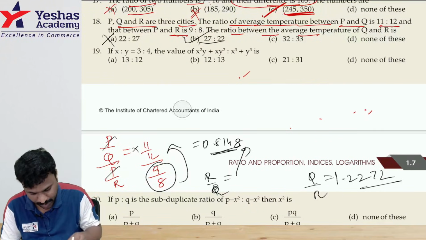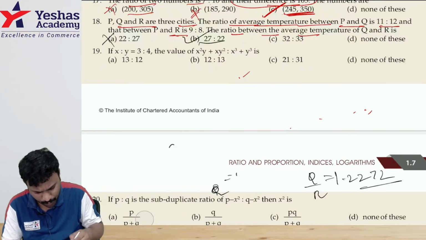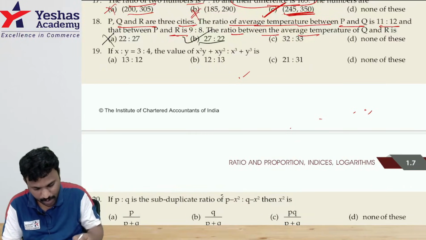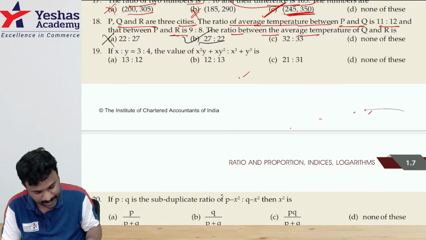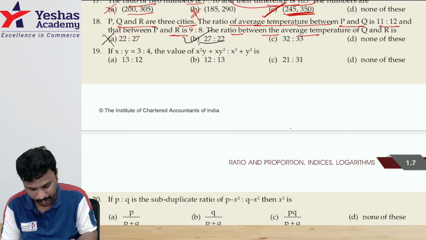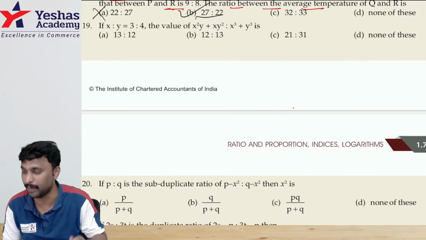Moving on to the next question, they have given x is to y, the ratio is given. What is it they're asking? The ratio itself is asked. Therefore, what do you have to plug in for x and y? In place of x, you have to plug in 3. In place of y, you have to plug in 4.